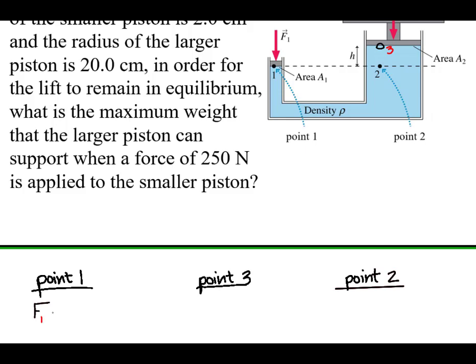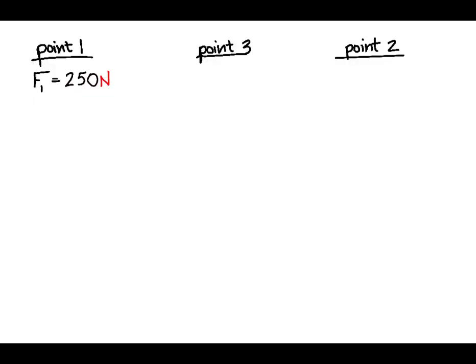Since the small piston is supporting 250 newtons, we know the force the bottom of the piston exerts on the liquid at point 1 is 250 newtons. We'll call the radius of the small piston R1. R1 is 2.0 centimeters. The area of the small piston is called A1. A1 is pi R1 squared. The pressure at point 1 is due to the atmospheric pressure at that point and the force per area on the small piston, F1 over A1.